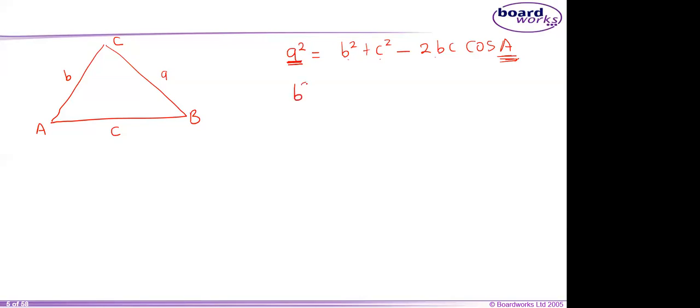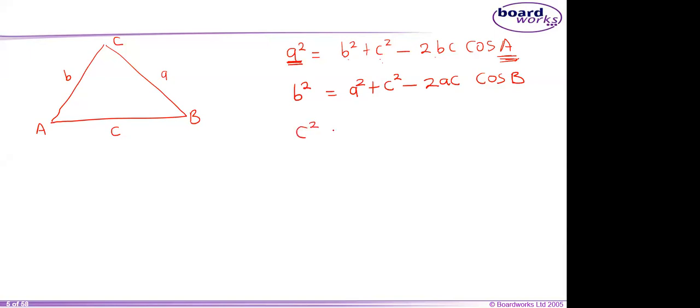Members, I want us to get another law. In case we have B squared, what letters shall we have here? A squared plus C squared minus 2AC cos of B. Very good.